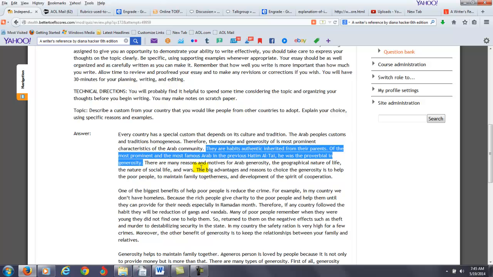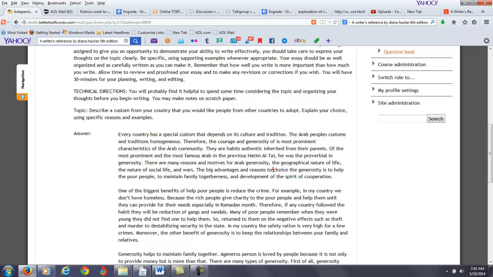Now, I also gave you an example here. The big advantages and reasons here, you want to say to choose, not choice. To choose the generosity is to help the poor people, to maintain family togetherness, and you want to say here, to develop, no of, just to develop the spirit of cooperation.